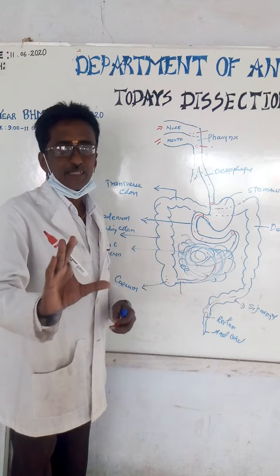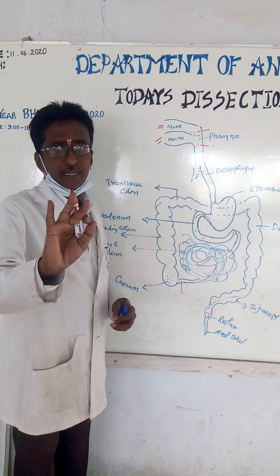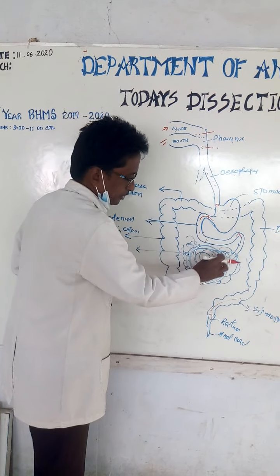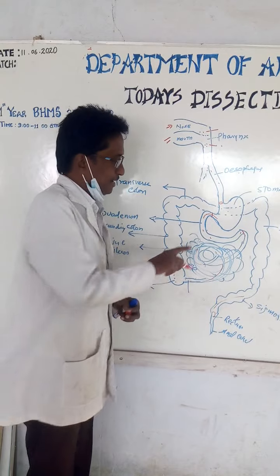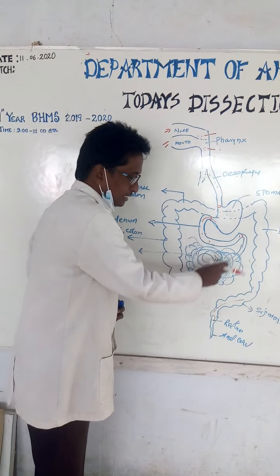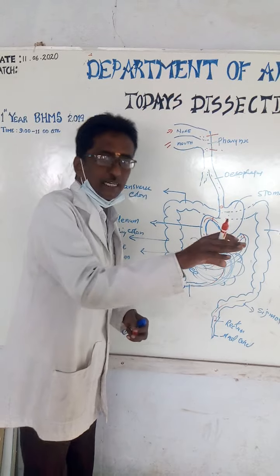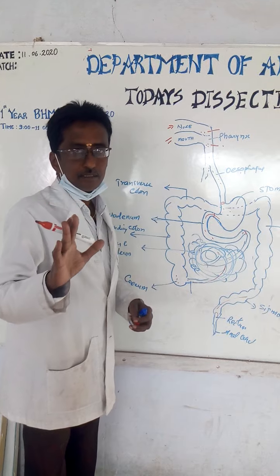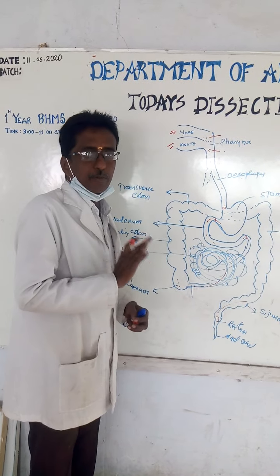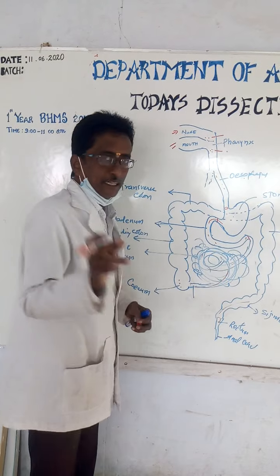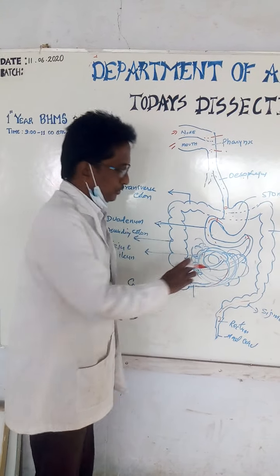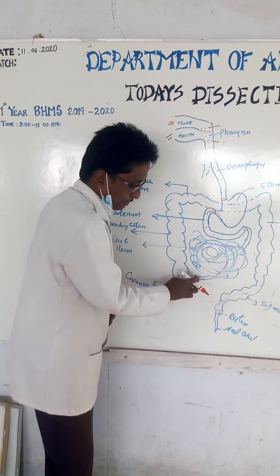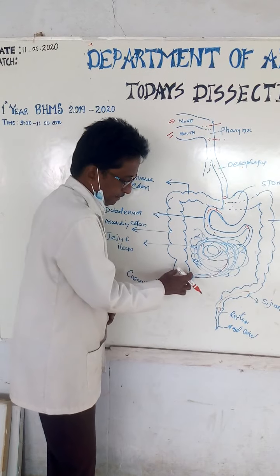The small intestine has three parts: duodenum, jejunum, ileum. So this duodenum, jejunum, ileum, these three combined are called what? Small intestine. Out of these three, the duodenum is the most fixed part, unable to move. The fixed part of the small intestine is called what? Duodenum. This is a part of small intestine. But the jejunum and ileum are also small intestine, but they are a moving part. So these are nothing but coils of small intestine.